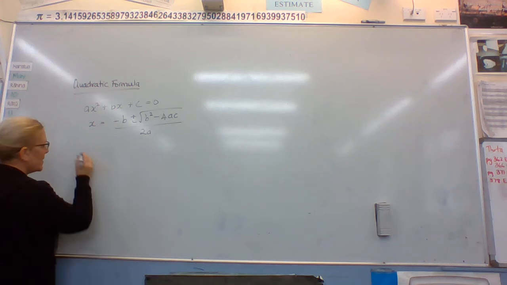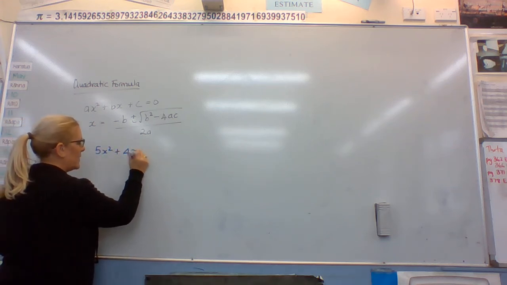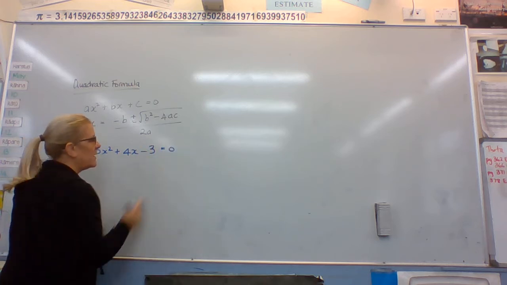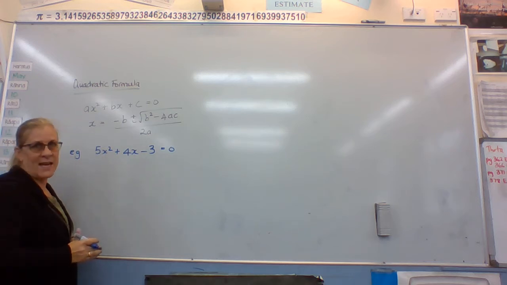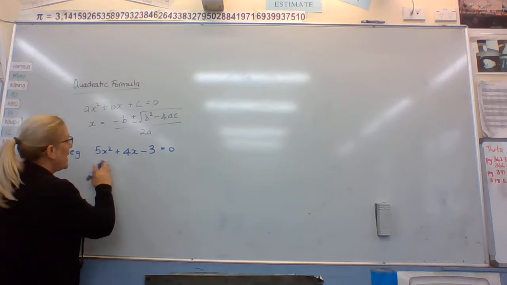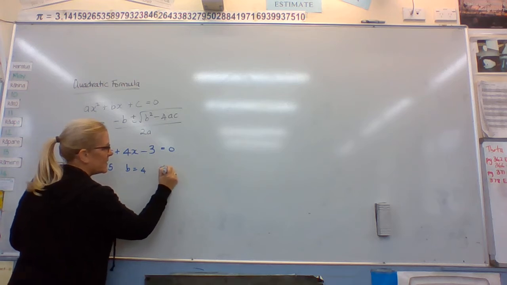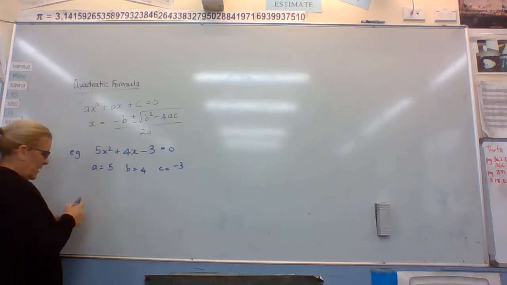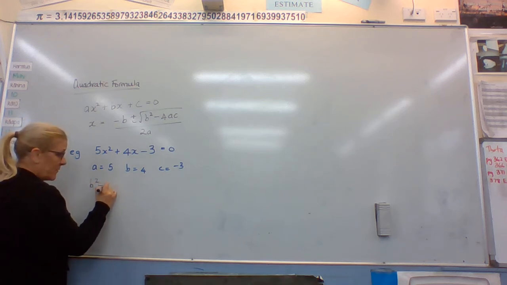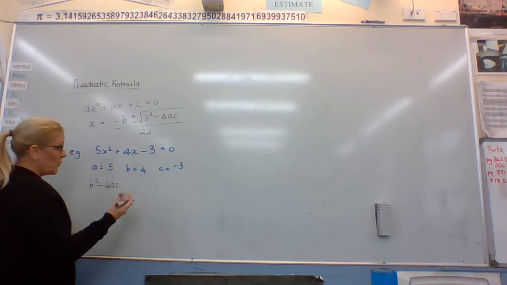So if we've got something like this, it's probably not going to have an answer that comes out nicely in brackets. I don't know if it does or not. But we can easily say that a equals 5, b equals 4, c equals negative 3, and put it in this formula. Remember to calculate the discriminant first, because that tells us whether or not we're going to get a real solution or two real solutions.